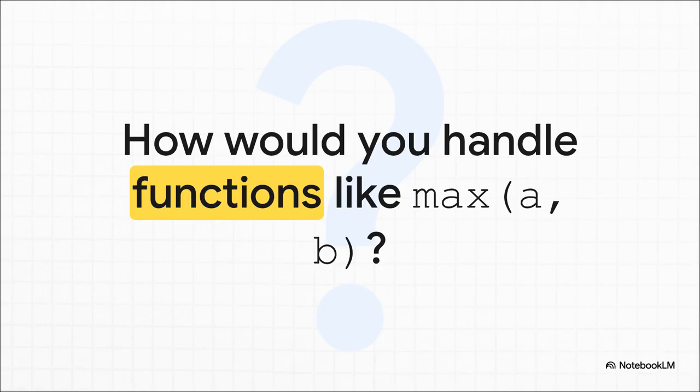We've seen it handle parentheses and operators, but now that you get the basic idea, here's a little something to think about. How would you tweak that shunting yard algorithm to also handle functions, something like max of a comma b? The core logic is exactly the same, and once you crack that, you've really unlocked a whole new level of parsing.